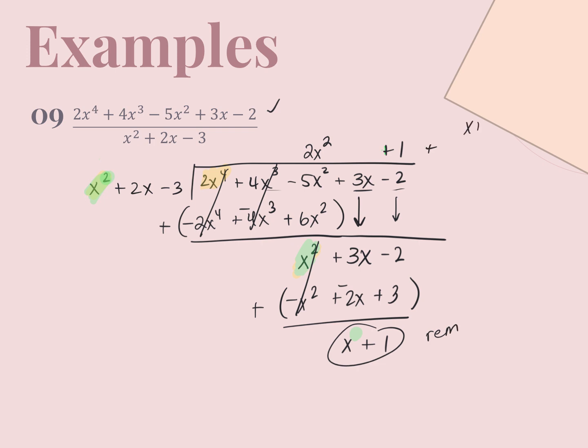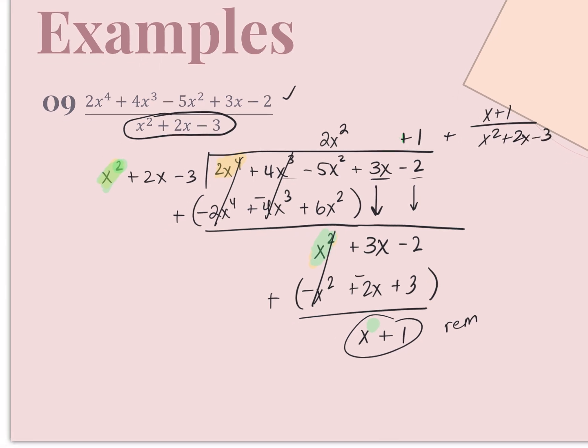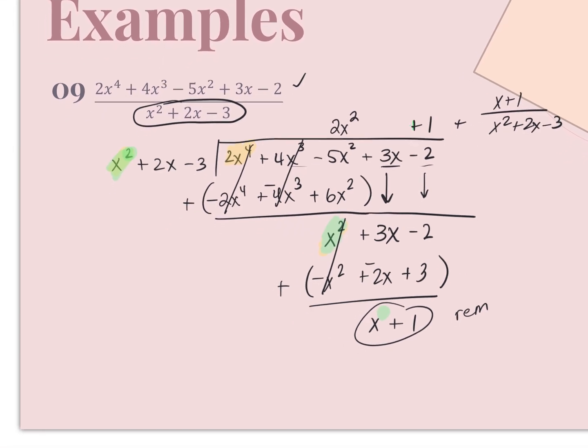So that's going to be my numerator, and my denominator is always what I divided by, which is x squared plus 2x minus 3. So if I write this a little neater without the spaces, my solution here is 2x squared plus 1 plus x plus 1 over x squared plus 2x minus 3. And that's my answer.